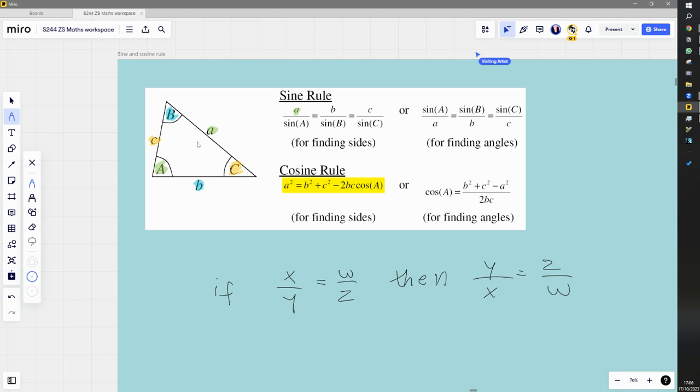Now, we're not going to talk about why this rule is even true. We're just going to use it. As I say, this one's easy to remember because it's just that over sine that is equal to that over sine that, and whatever else. The cosine rule is a bit harder to remember, but it's not that bad once you notice a pattern.